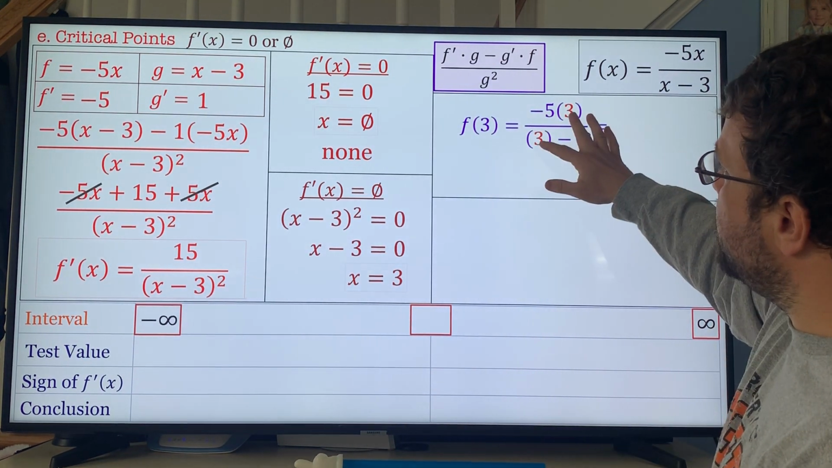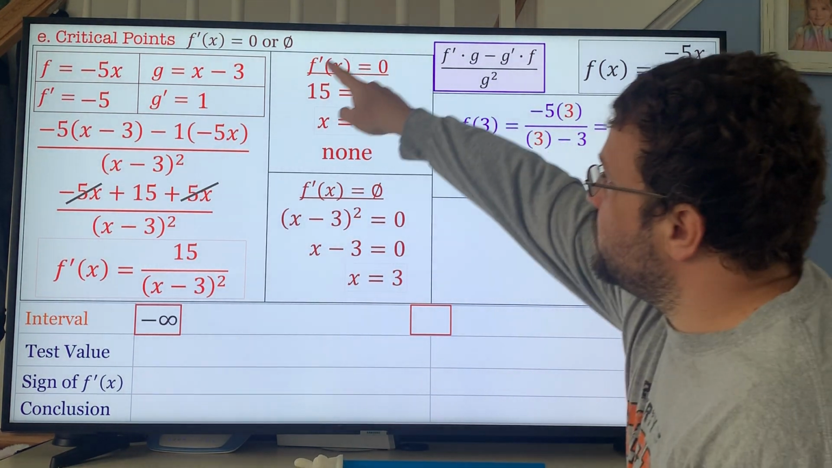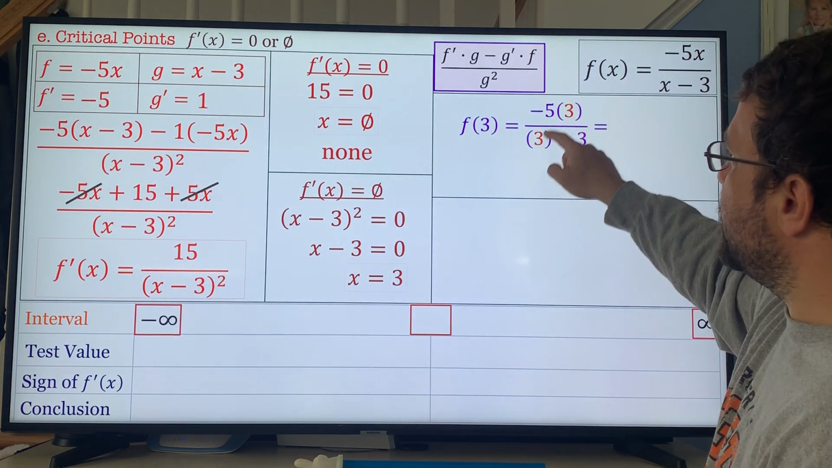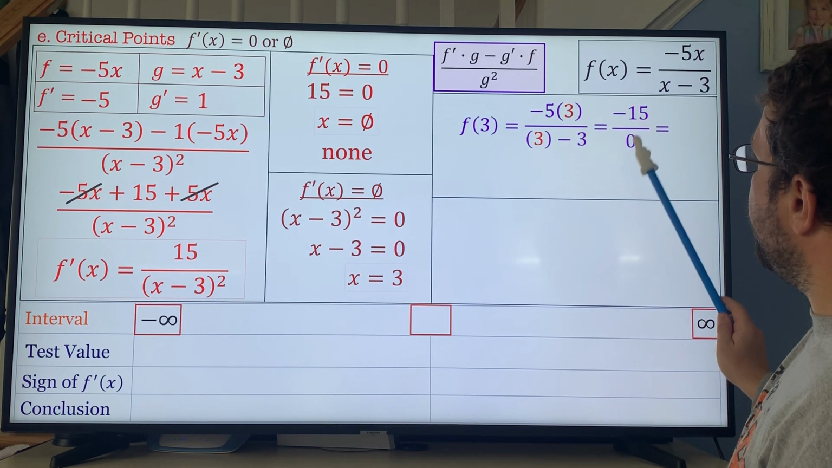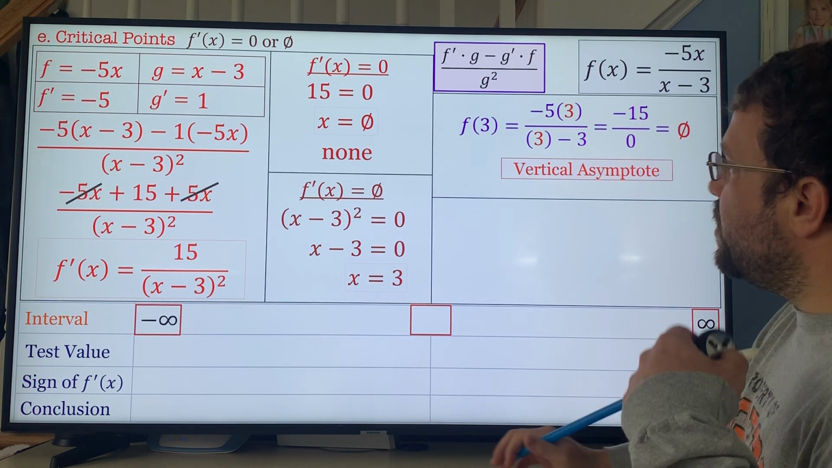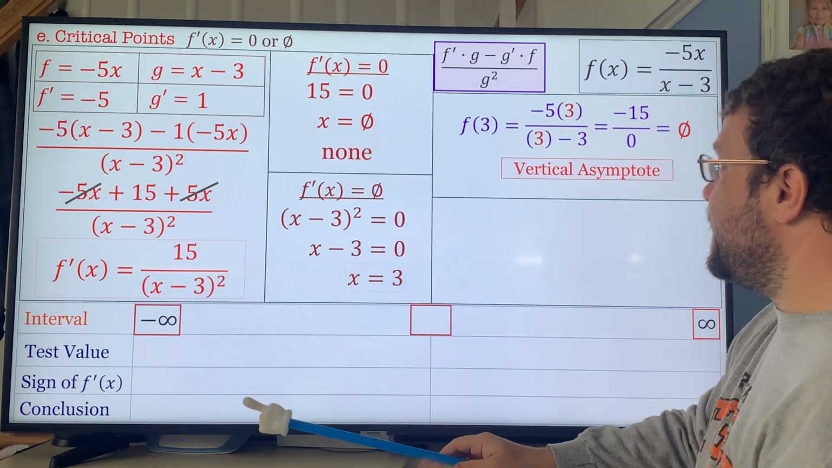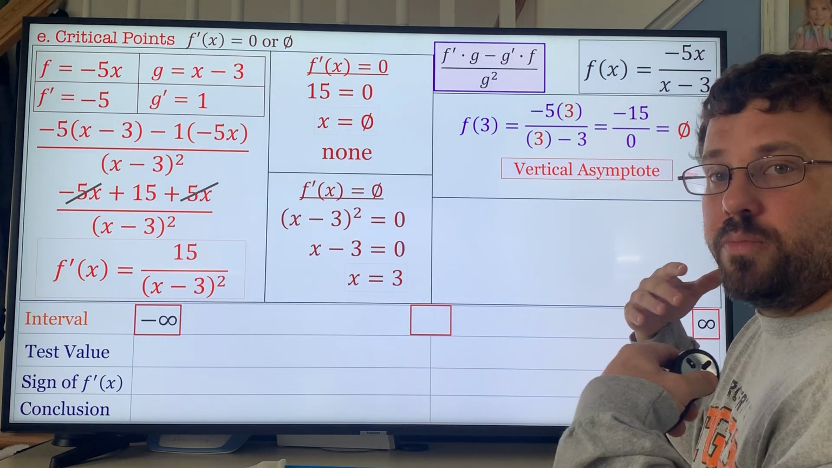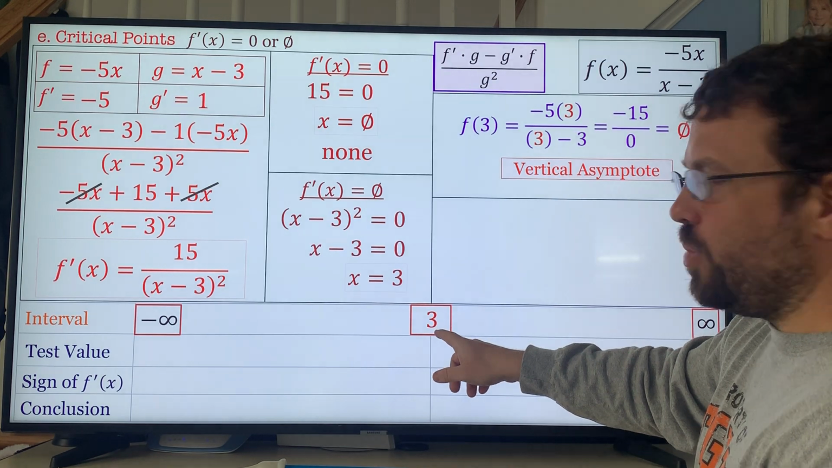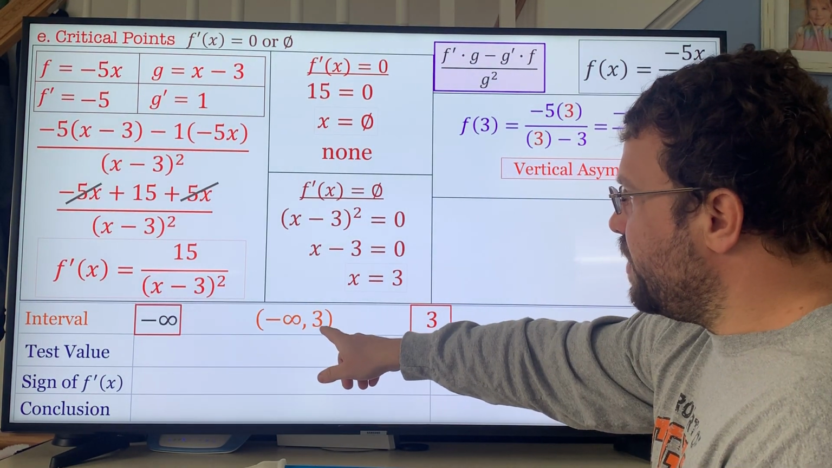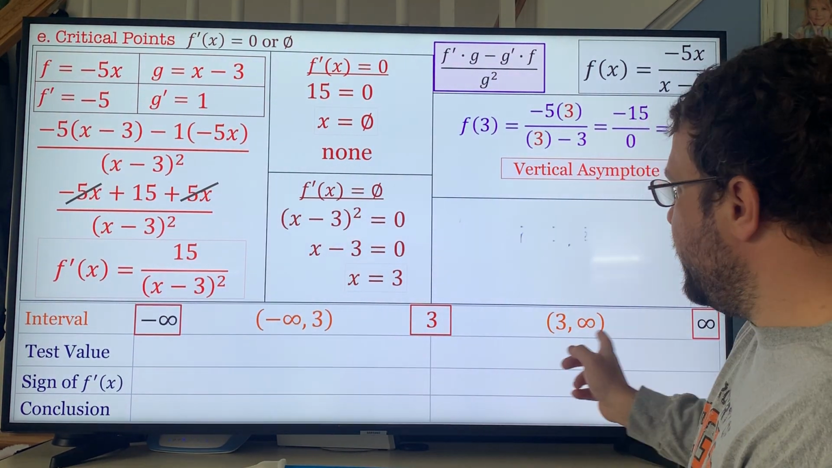But what happens when you plug the 3 in to get my actual critical point? Critical number: plug it into the original equation to get the critical point. You get negative 15 over 0, which is undefined. Your actual critical number is at the asymptote. So you really have no points on the graph. Strange. So you have 3, which is my asymptote, negative infinity to 3, and 3 to infinity.